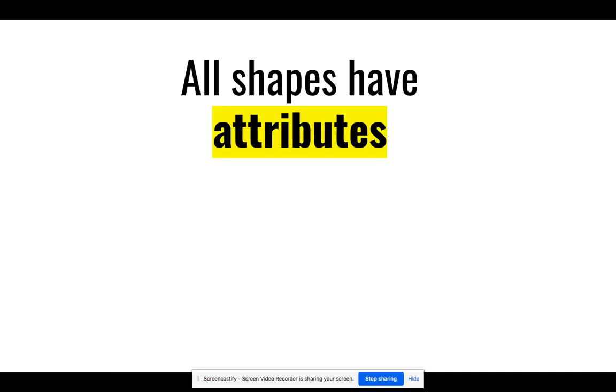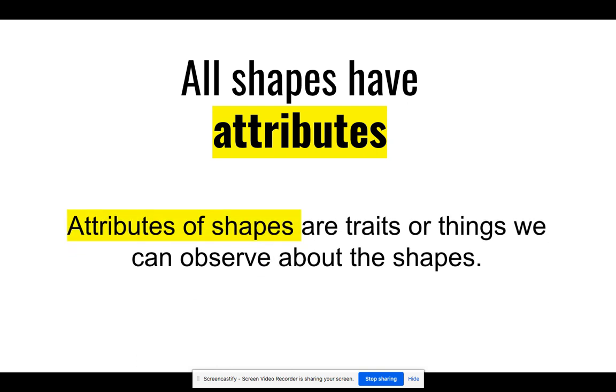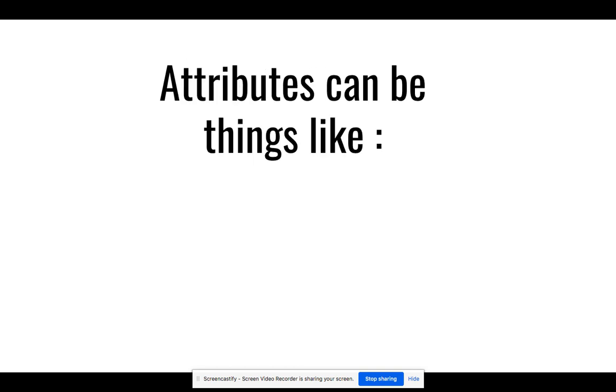All shapes have attributes. That's one of our new words for today, attribute. Say it. It's kind of fun and it's kind of long, attribute. But it's really not too tricky. An attribute is just traits or things we can observe about the shape. So when we look at the shape, what do we see?